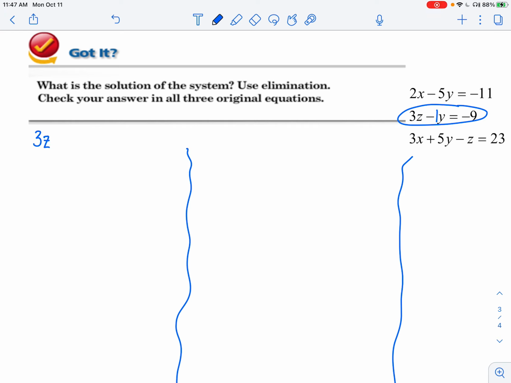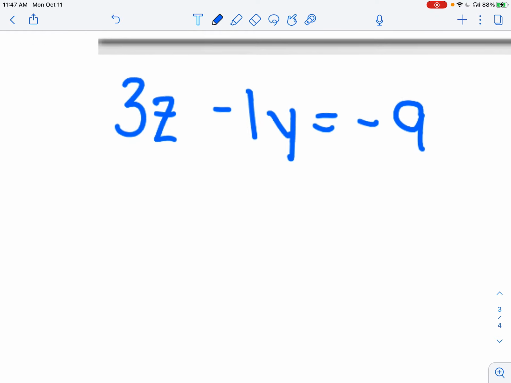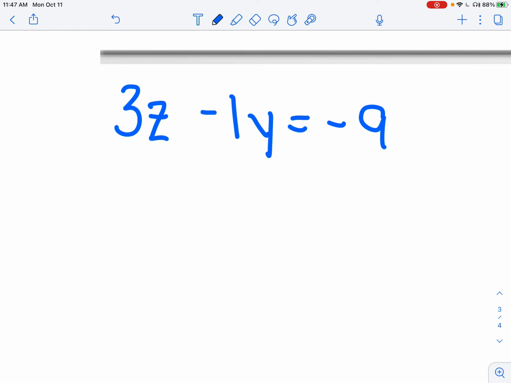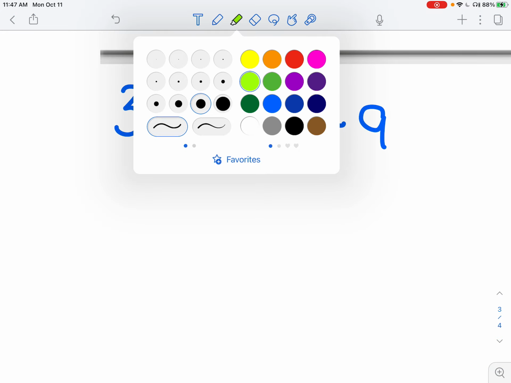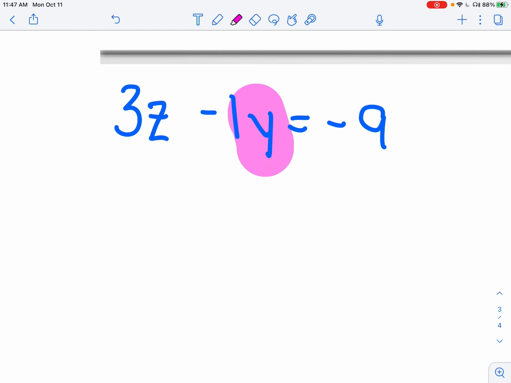3z minus 1y equals -9. I'm going to cross it off so I'm not tempted to use it again. Pick a variable to solve for. Do not pick z because z has a coefficient of 3. That would be difficult because you would have to divide by 3. Instead, pick y because it has a coefficient of 1.